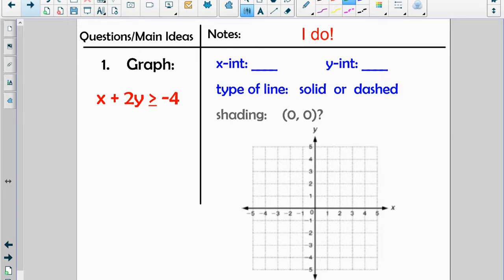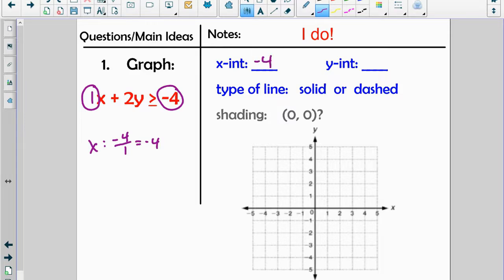So let's look at a few examples, starting with number 1. We have x plus 2y is greater than or equal to -4. We can see that this inequality is written in standard form because the x and the y are on the left-hand side of the inequality symbol. So to find the x-intercept, I'm going to write my numbers in here first. I want to take -4 divided by the coefficient of x. So -4 divided by 1, well, that's just -4. So I have an x-intercept at -4.